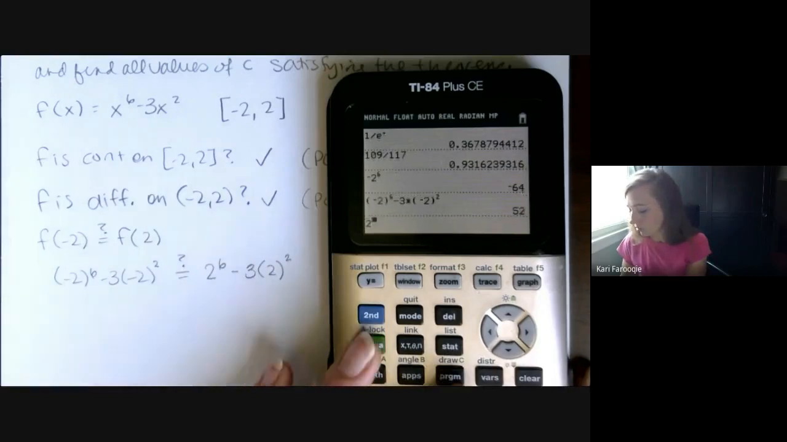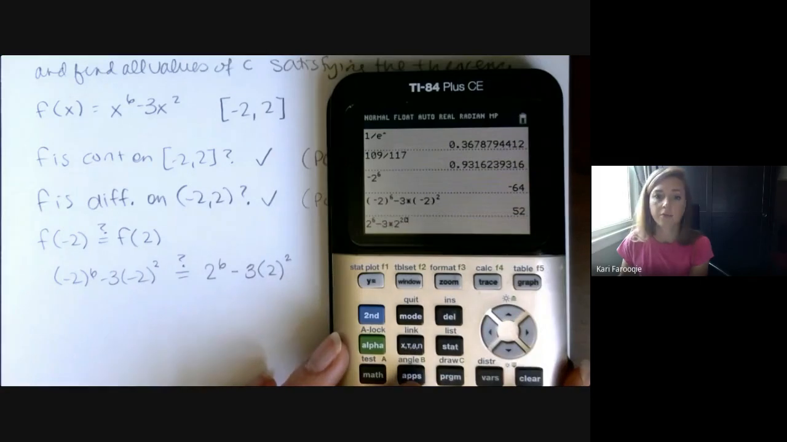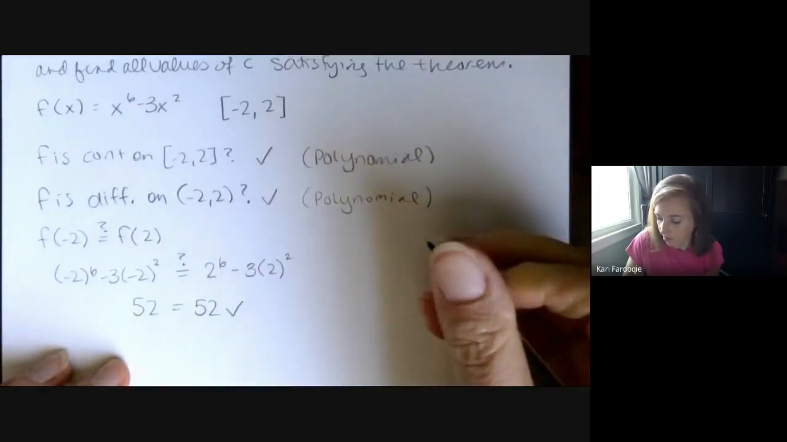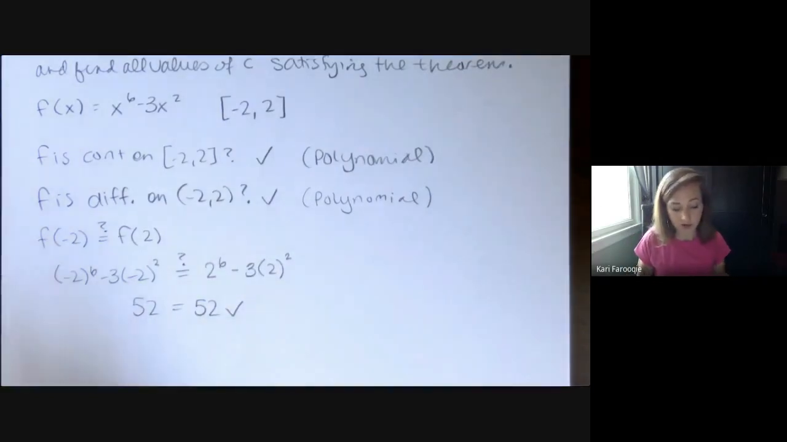And then you can do the same thing on the other side, 2 to the 6th minus 3 times 2 squared. And you'll also get 52. You could do that by hand also. 52 equals 52. Yes. All of the conditions for this theorem are met. Therefore, it must be the case that there's at least one number c in this open interval for which f prime of c is equal to 0. So there's somewhere in here where we might have a max or min. There's somewhere in here where we definitely will have a situation where we have a horizontal tangent line to the graph. We just need to figure out where that place is, and it might be more than one place.